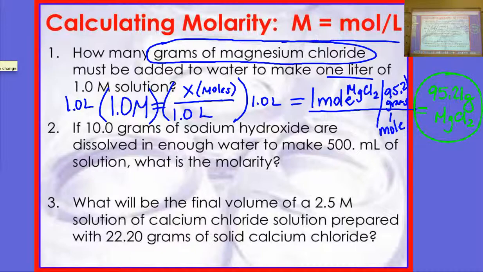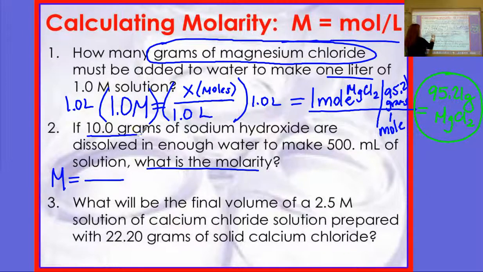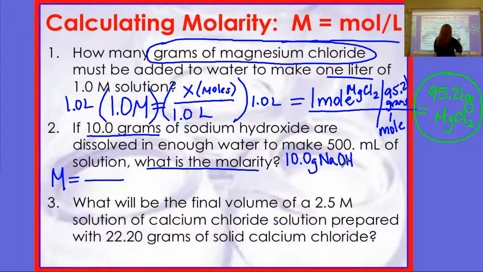Number 2, if 10 grams of sodium hydroxide are dissolved in enough water to make 500 milliliters of solution, what is the molarity? Here I'm solving for big M. Big M equals moles over liters, but I'm in grams. So I have to do one step first. 10 grams, sodium Na, 1 plus, hydroxide, 1 minus.